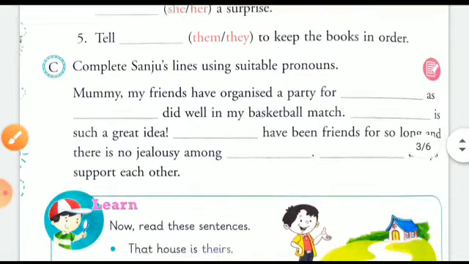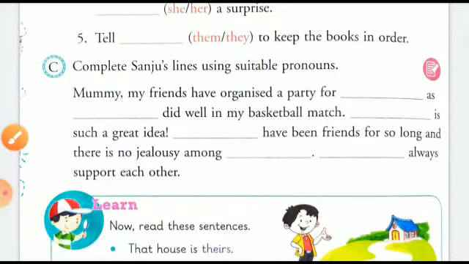Now come to the next exercise, that is exercise C. Here also, we have to complete Sanju's line using suitable pronouns. Let's see what Sanju is saying and complete the conversation or the dialogue said by Sanju by using suitable pronouns.